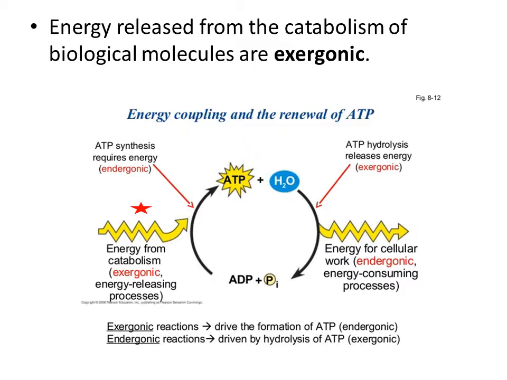Energy released from the catabolism of biological molecules such as glucose is exergonic. An exergonic reaction is going to release energy. In this picture below, we're looking at an exergonic reaction. This individual consumed a sugar, and this individual is making energy. The energy is going to be used to create ATP.